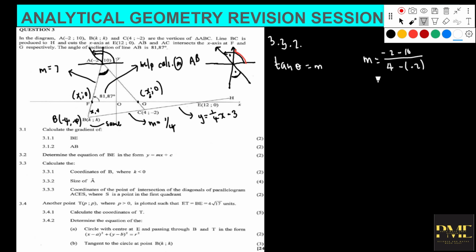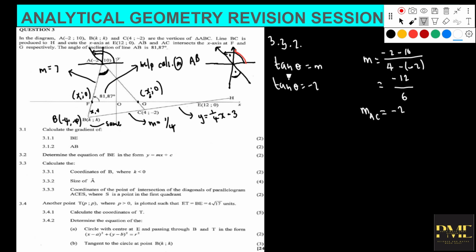So on top we have minus 2 minus 10, which is minus 12, all over 4 minus negative 2. Negative times negative becomes positive, so we have 4 plus 2, which is 6. Then negative 12 divided by 6 is negative 2. So this is my gradient of AC. Why do I start with it? Because I need it to get the angle made by AC and the horizontal. So tan theta is equal to negative 2.